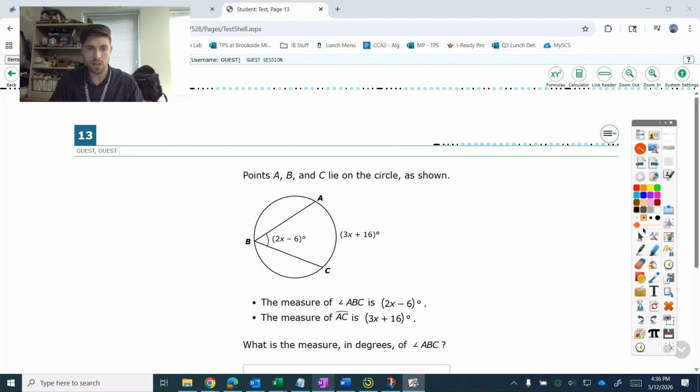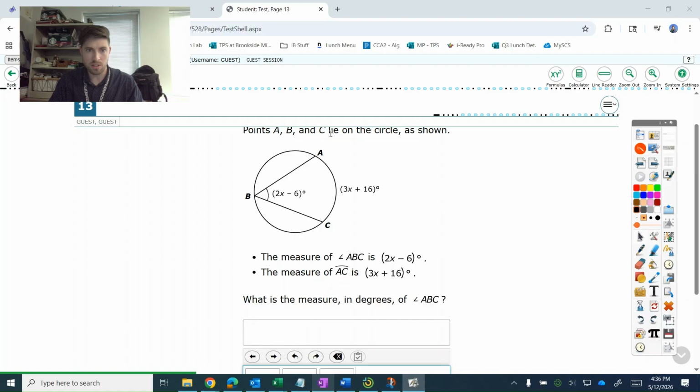Okay, so we've got here another inscribed angle. And so using the same relationship that I talked about earlier, points A, B, and C lie on the circle as shown. They tell us the measures of the arc and of the angle. I know that this angle is half the measure of this arc here. And so I can do 1/2 of 3x and half of 16 and make that equal to this. But I know that's going to result in a fraction because of the 3.